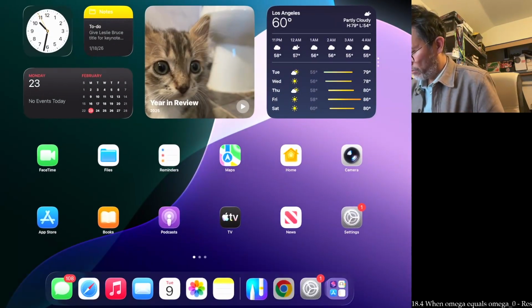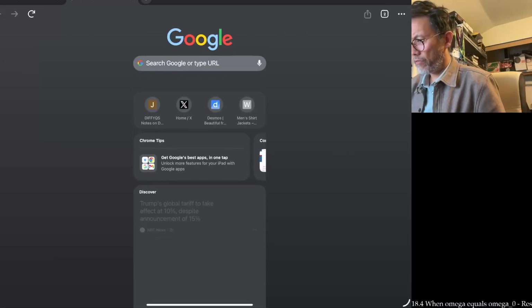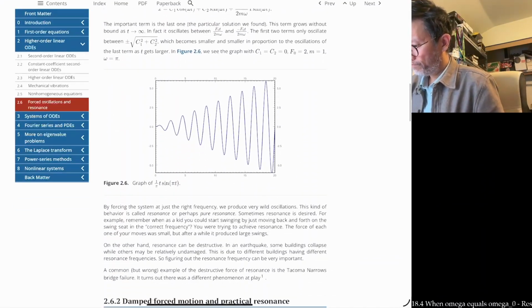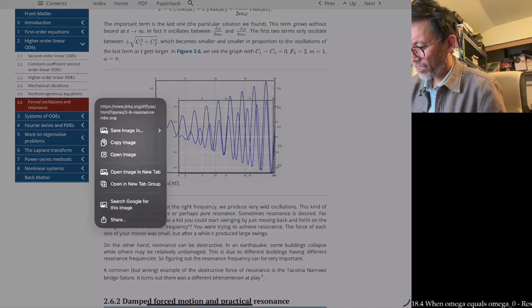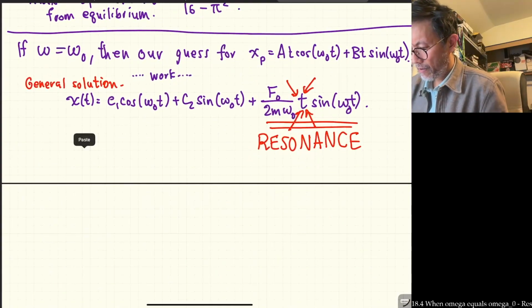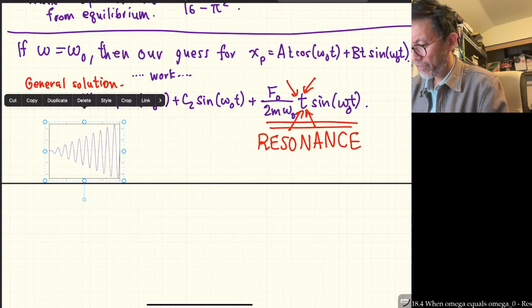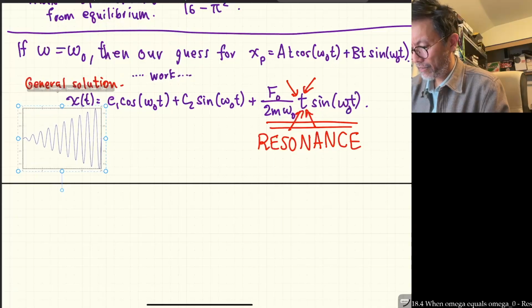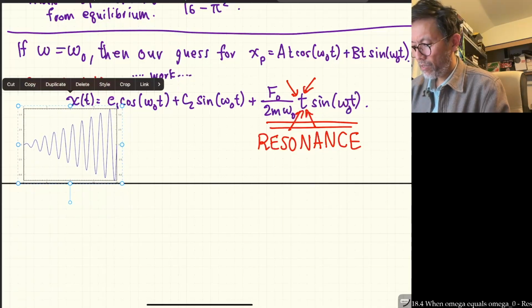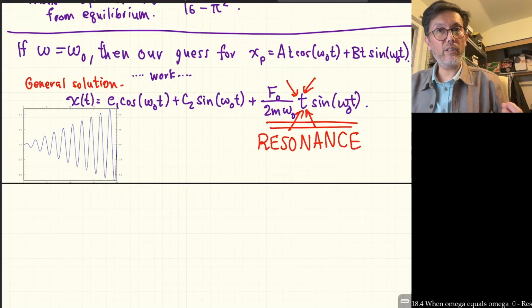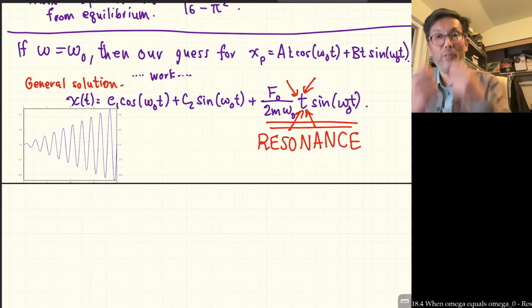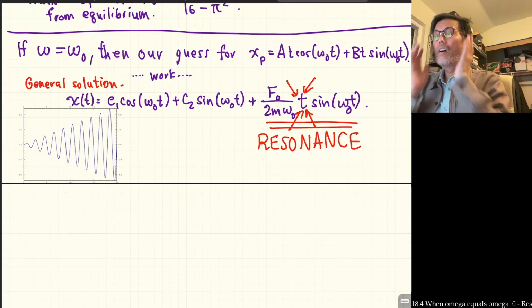For a picture of it, do I have it up here? Here's a picture of resonance. This is a picture of resonance right here. You see the amplitude of the oscillation getting larger and larger as t goes forward, okay? And you can see how this could be very, very destructive.